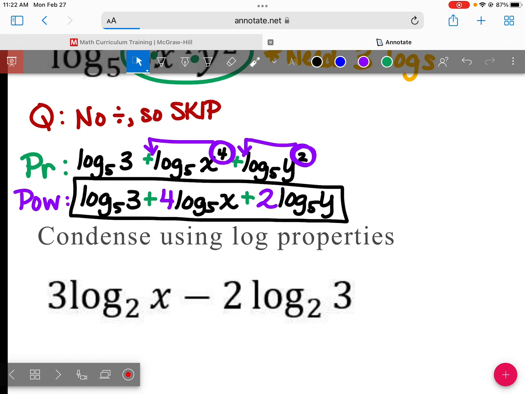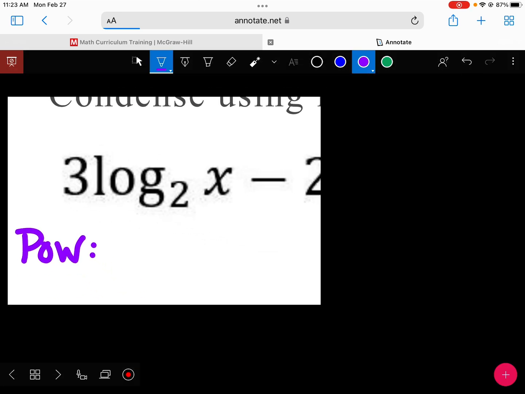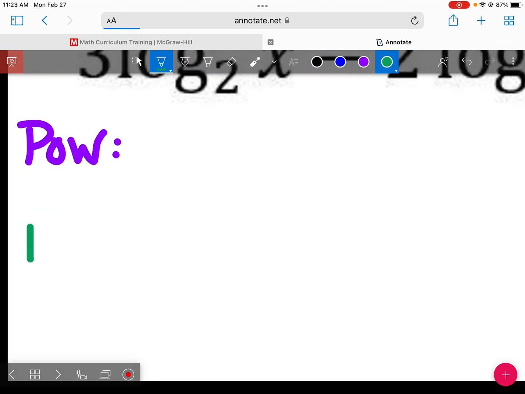Do I do the same process on the second one? No, this one already looks like this form here. This is expanded form. I want to go backwards and get something that looks like this. So since I'm going to be going from here up to here, what order do I do my steps in? Powers first, then what? Then product, and finally quotient.